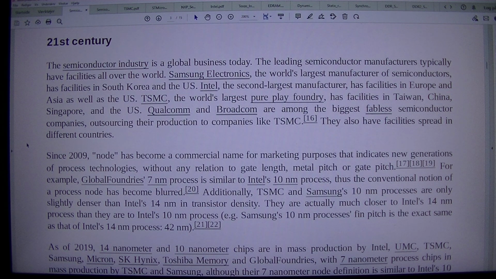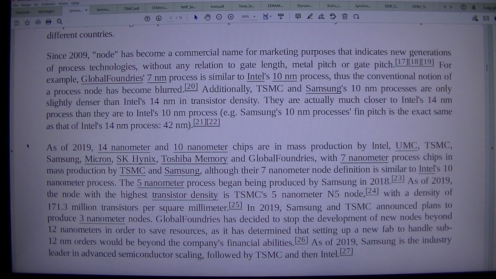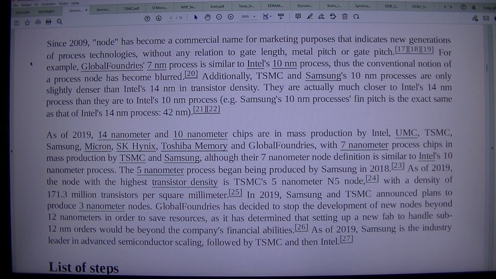Since 2009, node has become a commercial name for marketing purposes that indicates new generations of process technologies, without any relation to gate length, metal pitch or gate pitch. For example, GlobalFoundries' 7 nm process is similar to Intel's 10 nm process, thus the conventional notion of a process node has become blurred.